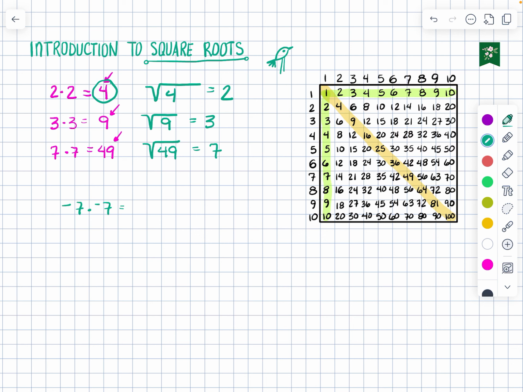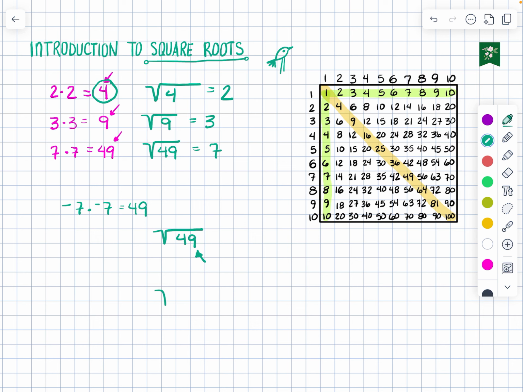Now, you might be asking yourself, well, I also know that negative 7 times a negative 7 is equal to 49 because I know a negative times a negative is a positive. That is true, and you will be dealing with that in the future. But when you are given a question like this, the square root of 49, they're looking for what's called the principal square root, or the positive result of this right here. If they want the negative, they're going to ask you in a different way.